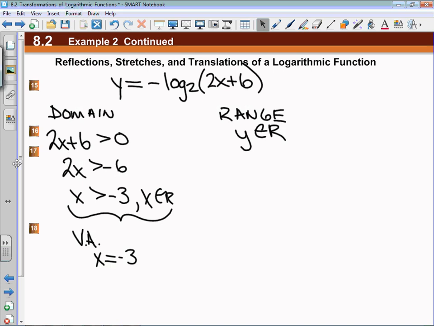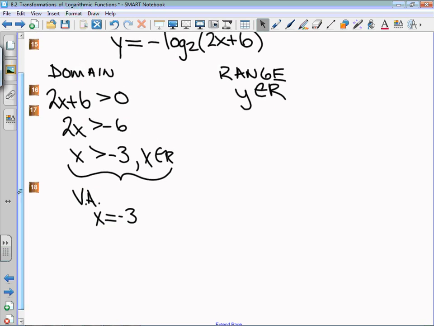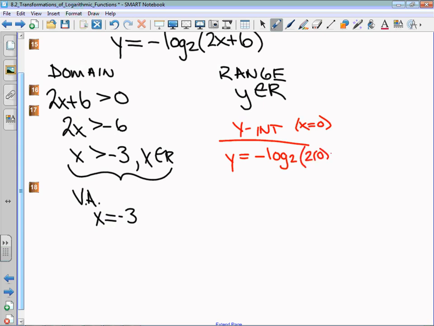All right, the last two, and we'll do the easier one first for sure. We're going to solve for our y-intercept first. Every y-intercept has an x value of 0. So y is equal to negative log base 2 of 2 times 0 plus 6. That's y equals negative log base 2 of 6. This is the exact form. That is perfectly what my y-intercept is. So you could put 0, comma, negative log base 2 of 6, or we could put the decimal value, and typically on assessments we have a mix of both.